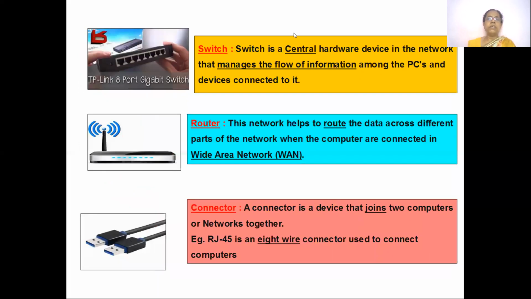The next important device is the switch. The switch also is a central device, and it also manages the flow. It manages the flow of information from the PC to others connected through the switch. Next comes the router. The router helps to route the data across different parts of the network when the computers are connected in the wide area network.